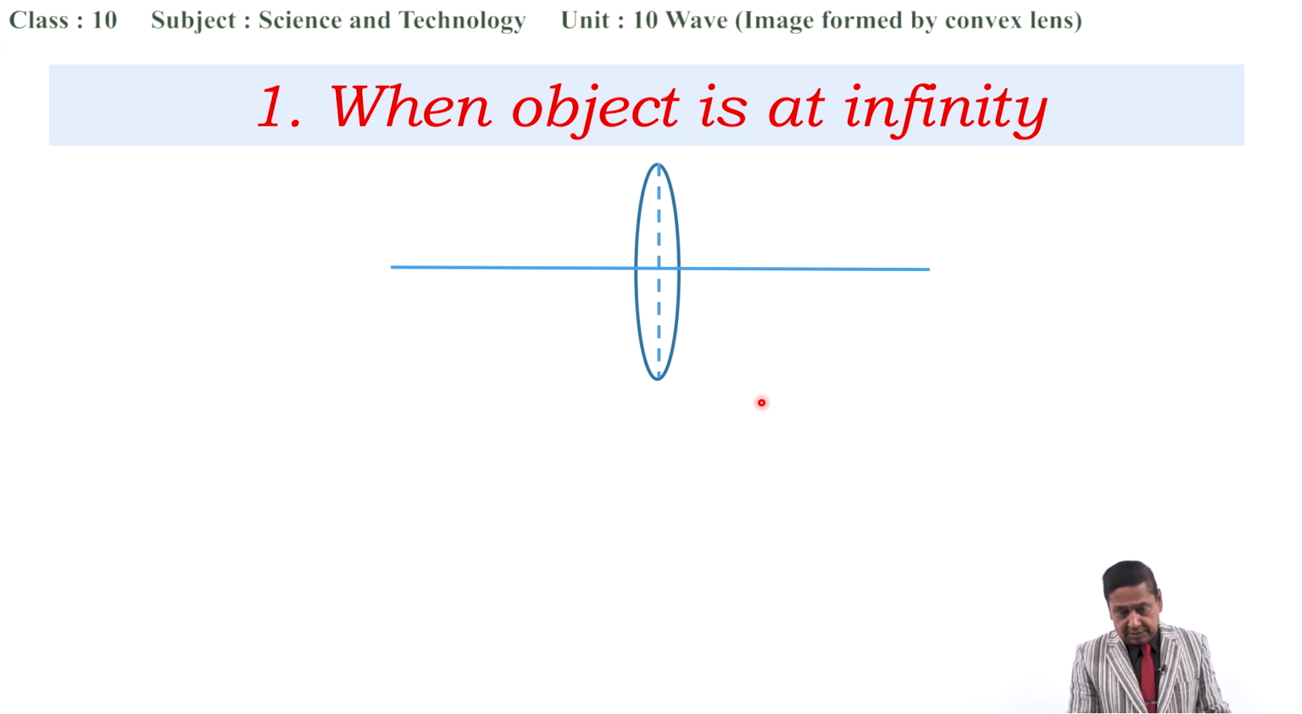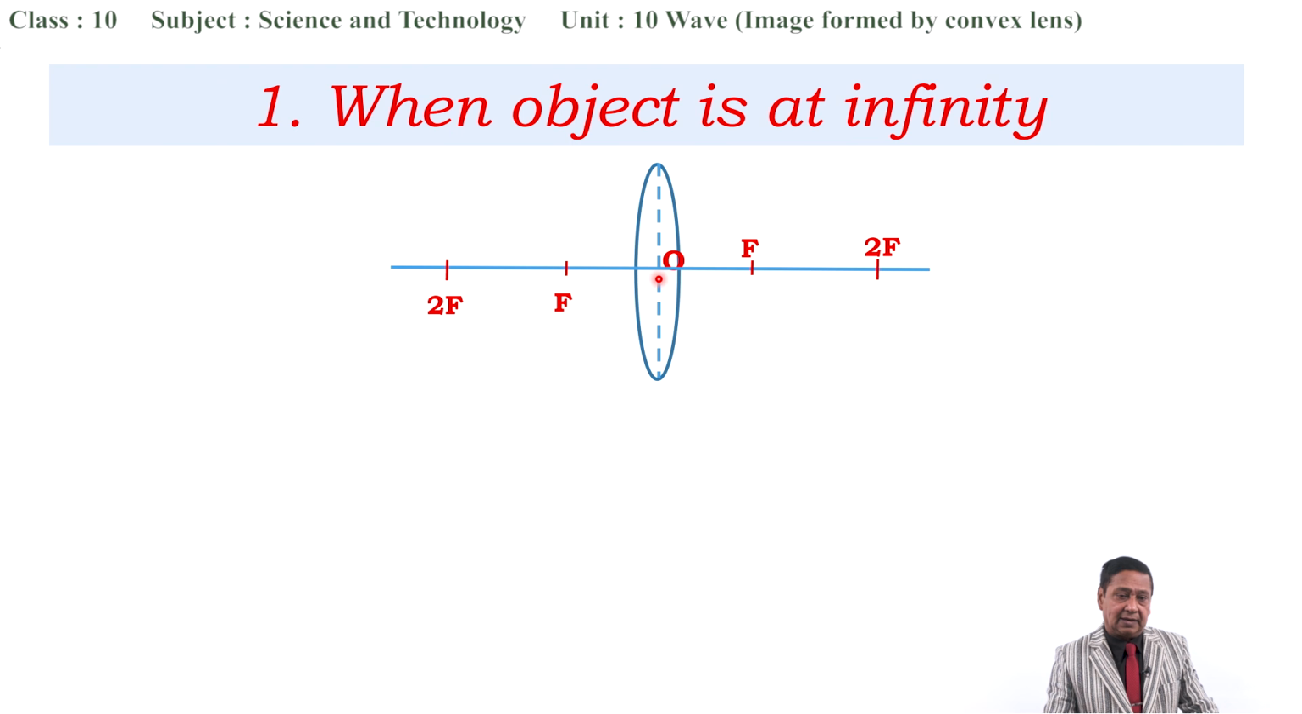Now this is the optical center, this is the focus, and this is 2f. Again I want to mention that if the focus is taken at a distance of 2 cm, 2f should be at 4 cm. If the focus is taken at 3 cm, then 2f should be 6 cm. If the focus is taken at 2.5 centimeter, then 2f should be 5 centimeter. This way, this much is the same for each of the cases. In all the 6 diagrams, this much is the same.